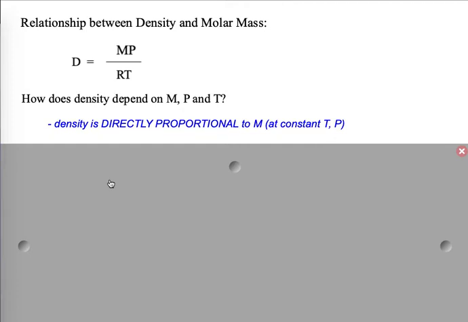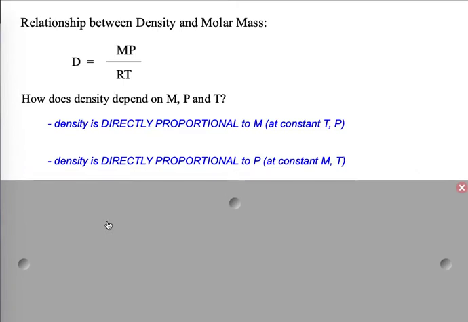What about pressure? Again, pressure and density are on opposite sides of the equal sign, both in the numerator. So that tells us that density is directly proportional to pressure when the molar mass and temperature are held constant. That makes sense. We learned from Boyle's law that as we increase the pressure at constant temperature, we decrease the volume. Density is mass divided by the volume. If the volume is decreasing, the density must increase. Therefore, density and pressure are directly proportional.